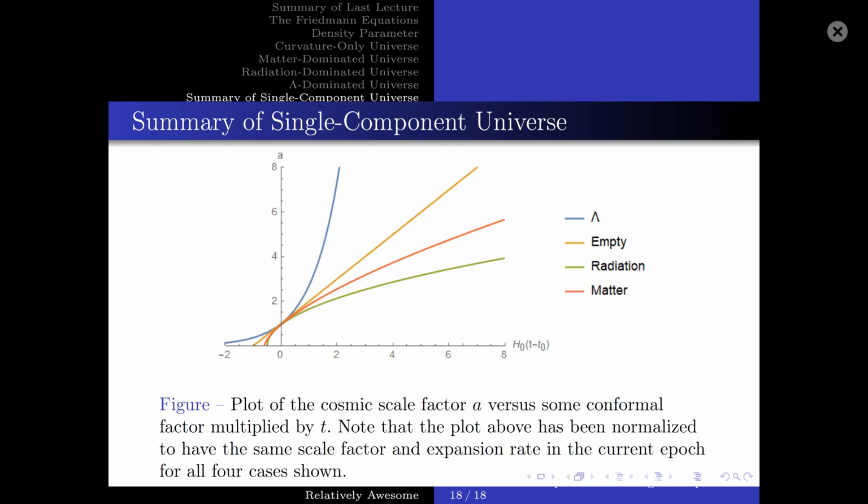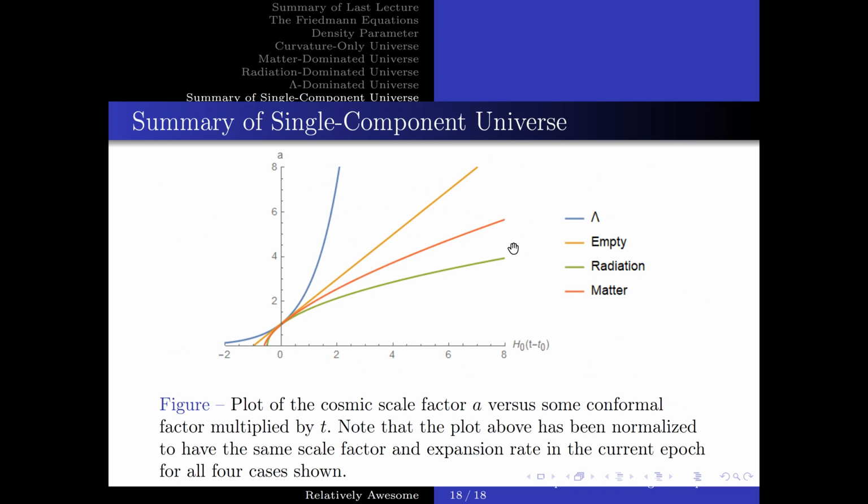Now we can see from this plot. To summarize, we plot the cosmic scale factor a versus some conformal factor times time. Now notice that in the plot, the plot has been normalized to have the same scale factor and expansion rate in the current epoch for all cases shown.